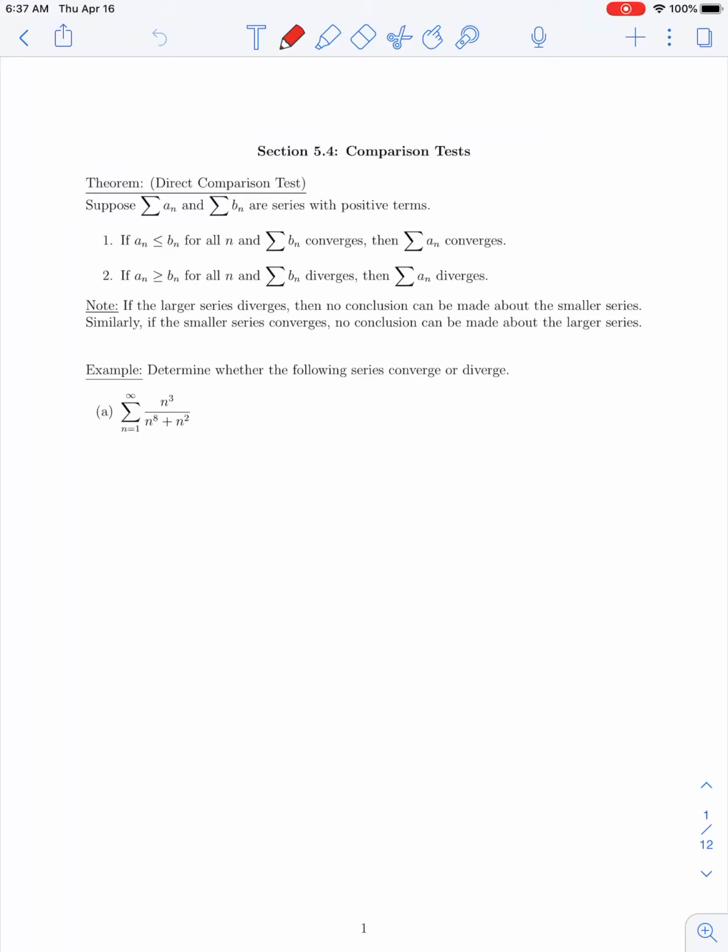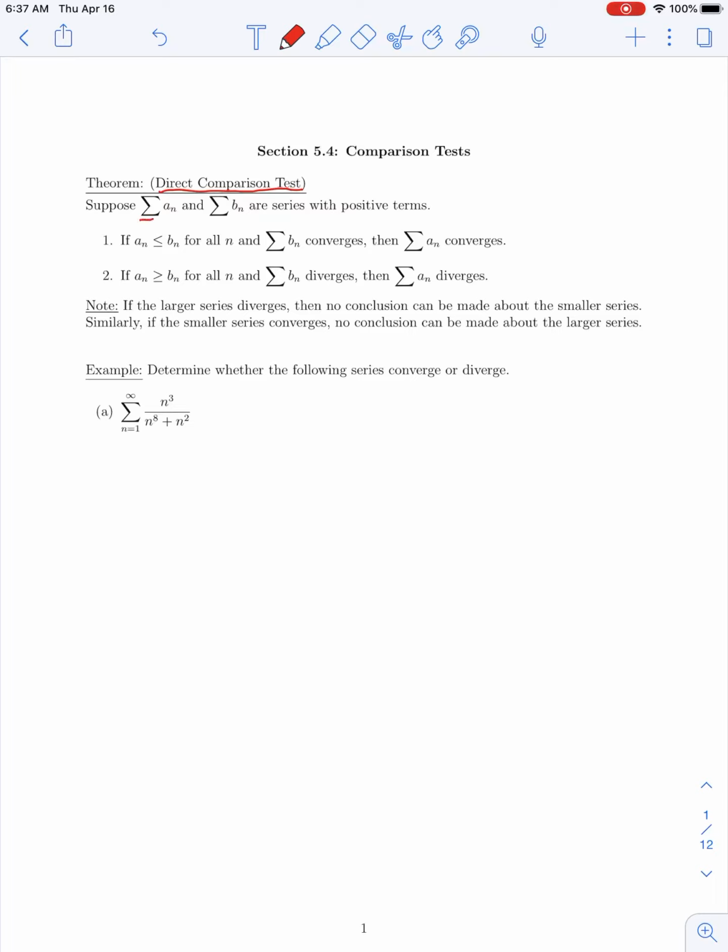All right, in today's lecture, we're going to cover the section 5.4 material on comparison tests. And there's two tests which we're going to look at in this section. The first of which is called the direct comparison test for convergence. And so here's what this test says.